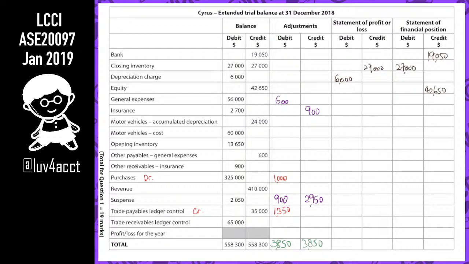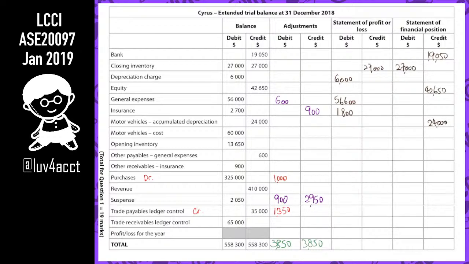General expenses, we have an adjustment. That will give you a total of 56600 addition. Insurance, minus 900, 2700 minus, that would be 1800. Motor vehicle accumulated depreciation, 24.